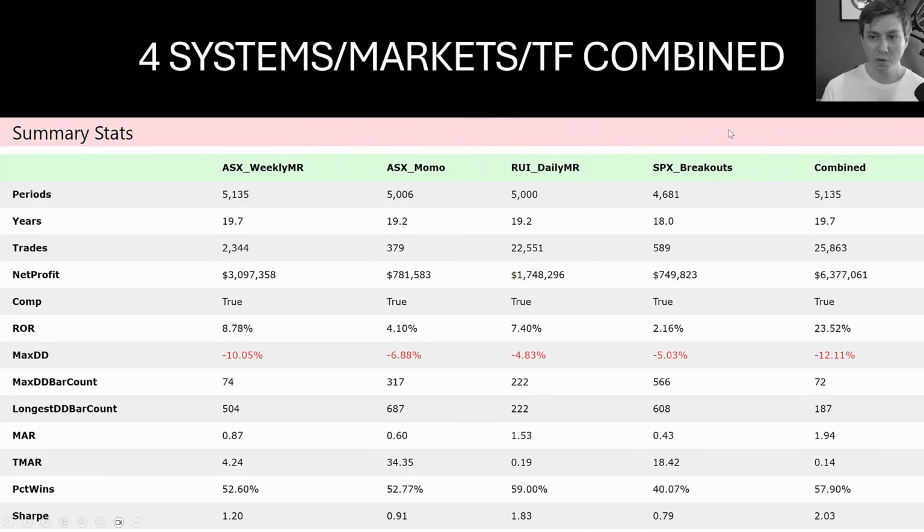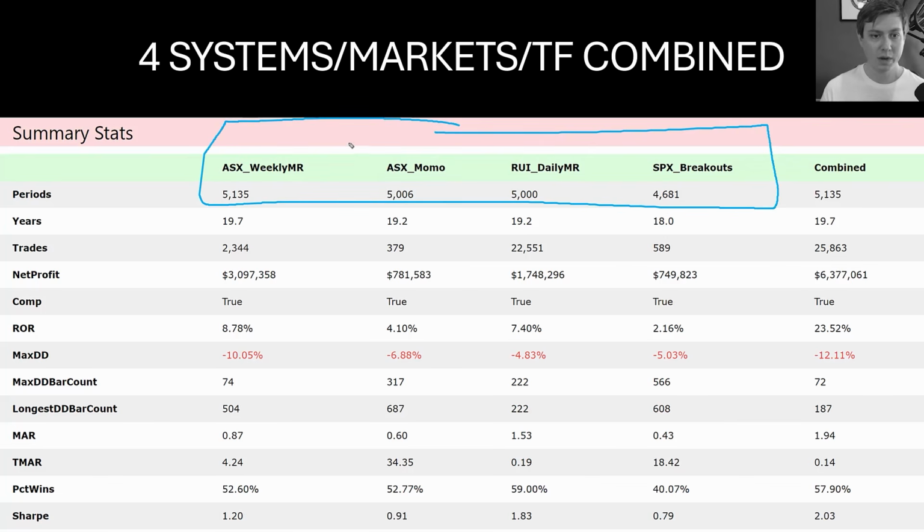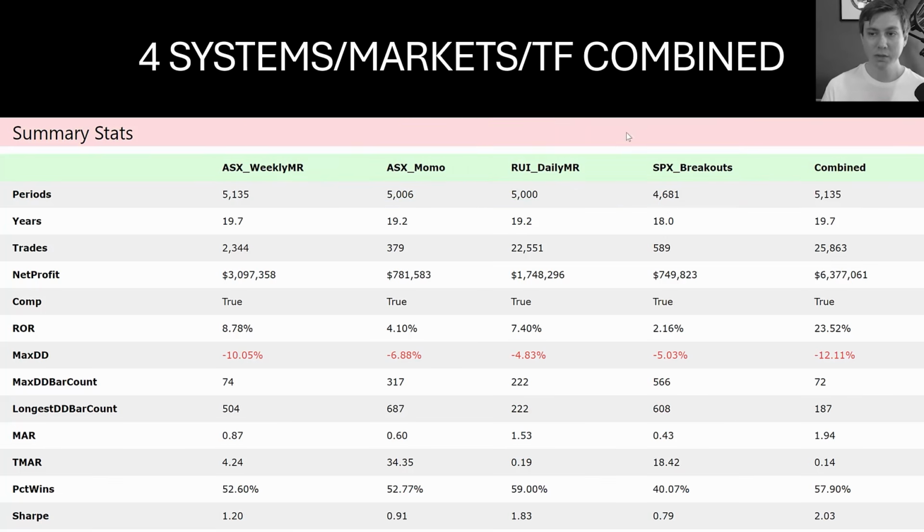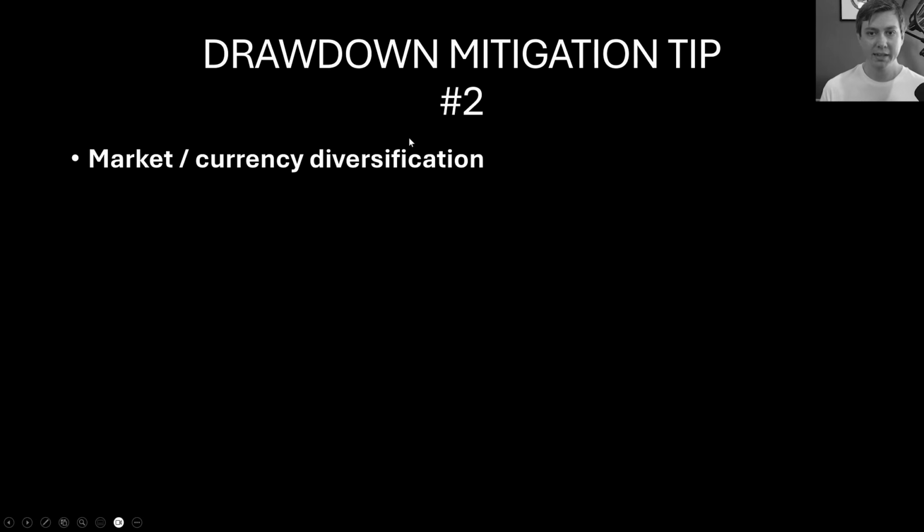So we have 4 different universes that I'm trading, 4 different broad market indexes. We have 3 different time frames I'm trading, the weekly, monthly, daily, and 4 different trading styles, or technically 3 different trading styles. 2 mean reversion systems that trade different time frames, a monthly system that is a relative momentum rotational system, so it's constantly rotating into the strongest momentum stocks. And then we have an S&P 500 breakout system, which is kind of like a trend following system at its core. That is tip number 2, is not just diversifying your systems, but also diversifying the markets you trade and even the currencies you trade.